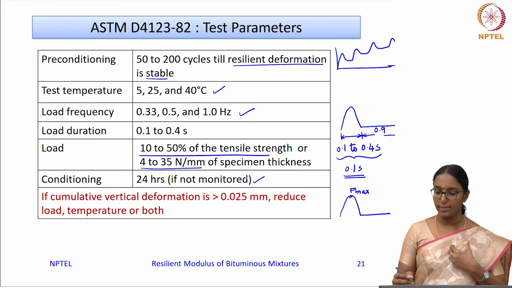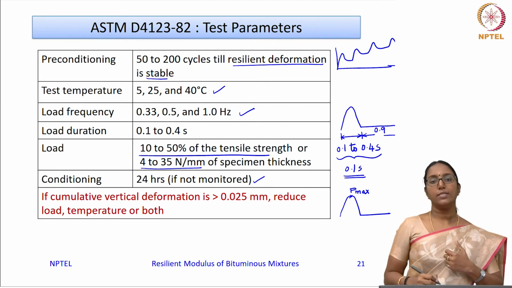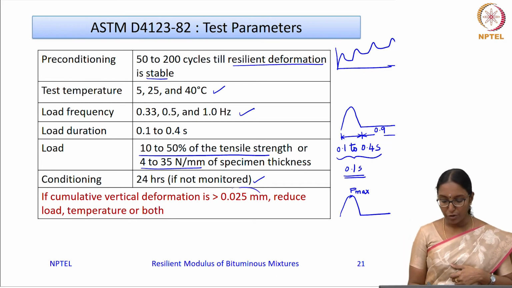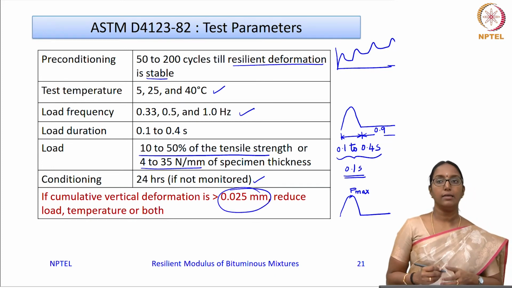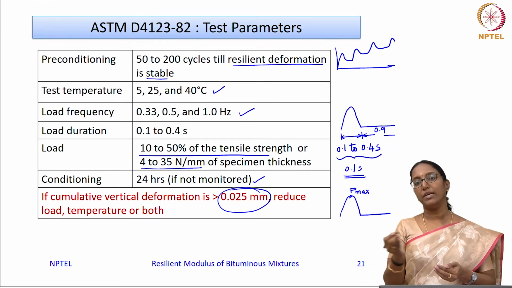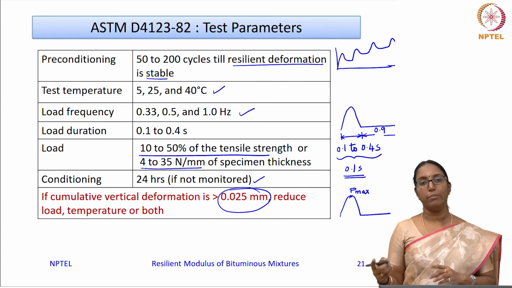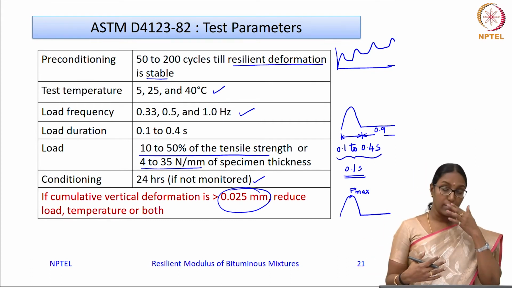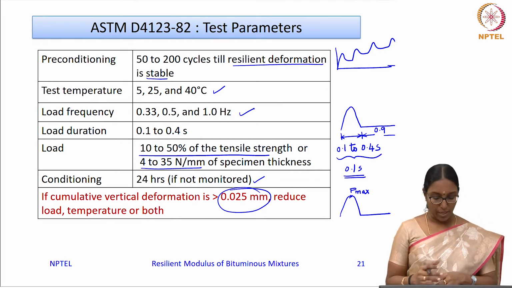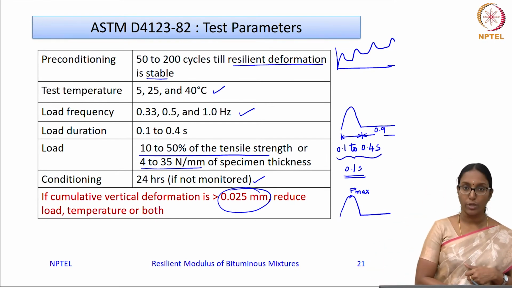And also one more thing is that you look for the cumulative deformations in the material. If you see that this cumulative deformation is more than 0.025 mm, then you can assume that the material is going towards a failure stage. So the code says that if it goes beyond 0.025 mm, you have to bring down the parameters, say you have to reduce the load or test it at a lower temperature. Okay, so you are not allowed to exceed this 0.025 mm limit of total deformation.